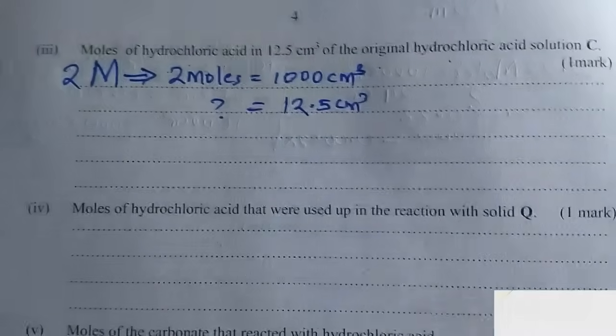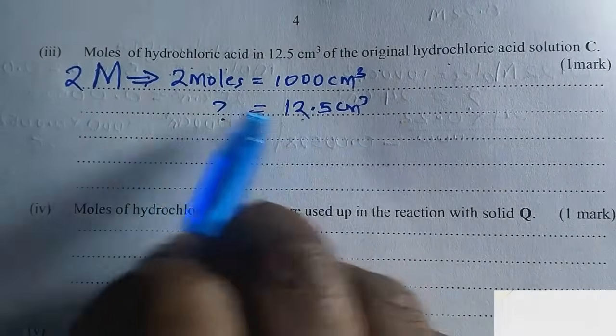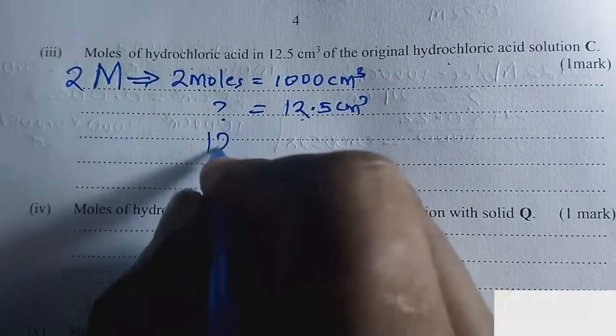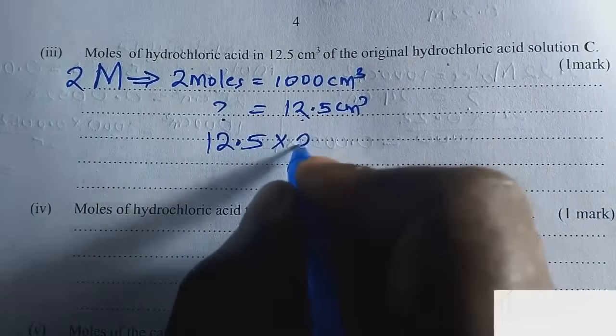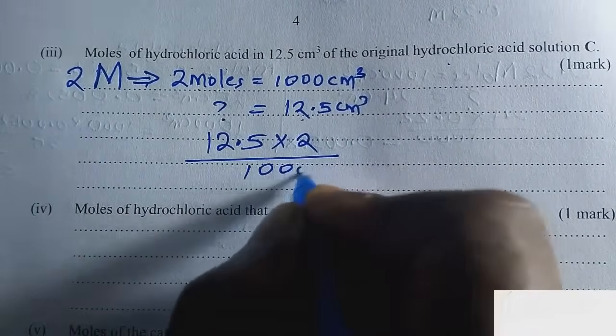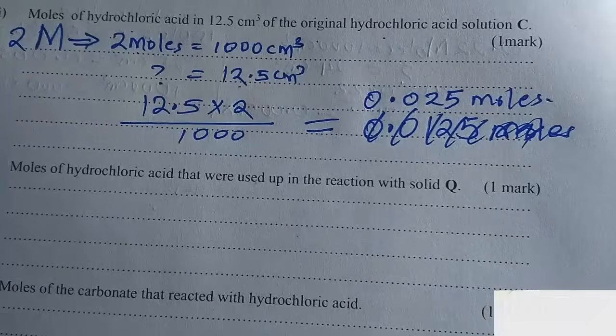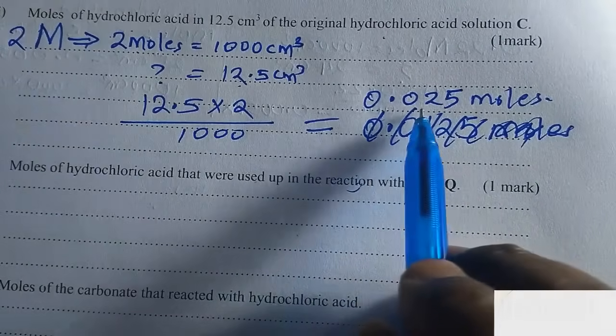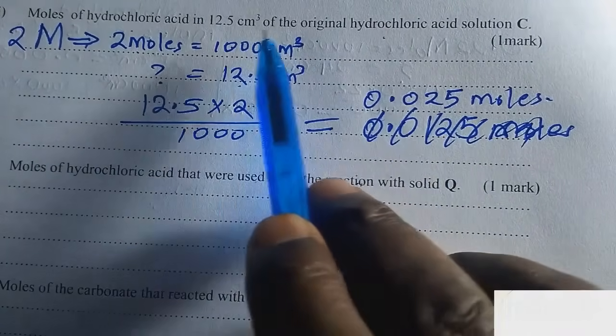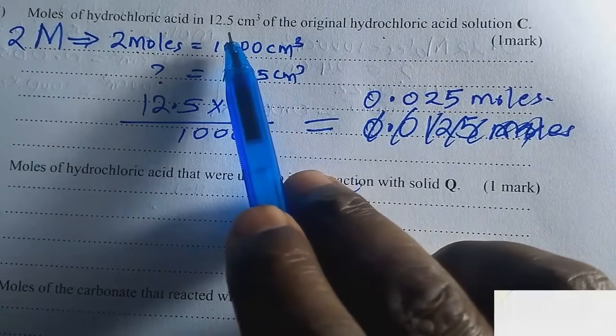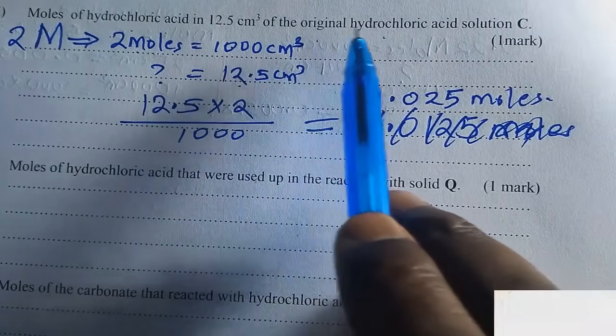So this times this divided by this. 12.5 times 2 divided by 1,000. And this will give us 0.025, the number of moles of the original 12.5 cm³ that was used.